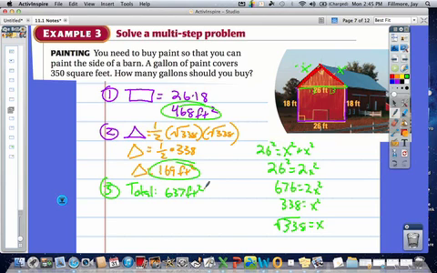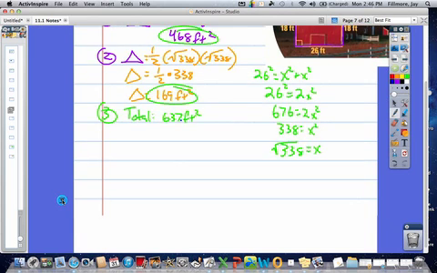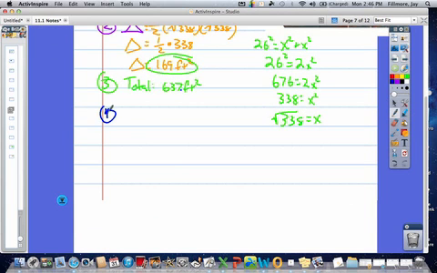Okay, now we can answer the question. How many gallons do we need? Well, 1 gallon is 350 square feet, so this needs more than a gallon. So we have 637 square feet. The question is, how many 350s go into that? What's 637 divided by 350? How many gallons, or how many sets of 350, go into 637? So 637 divided by 350 gives us a result of 1.82 gallons.